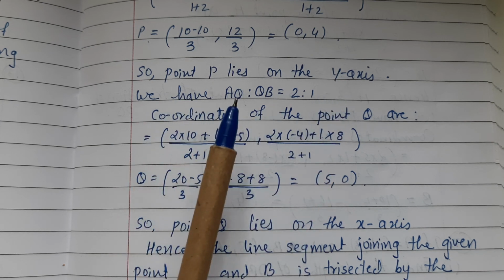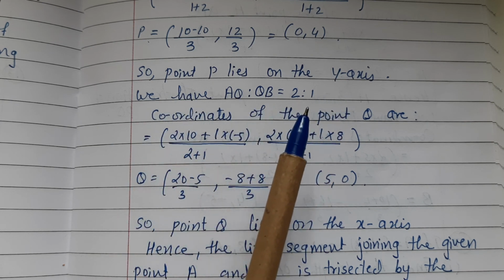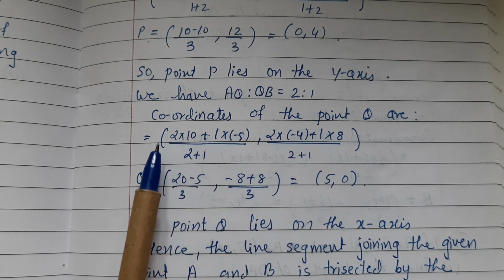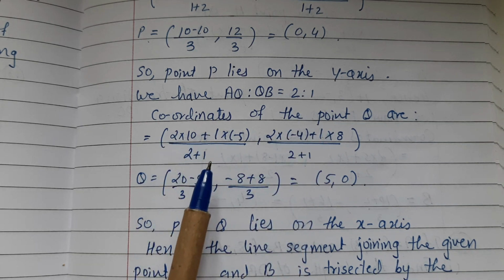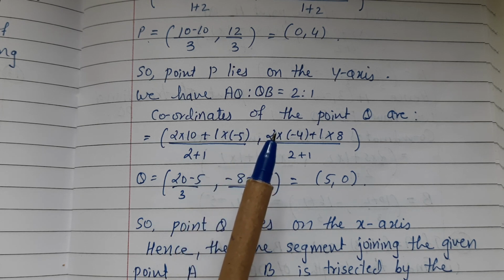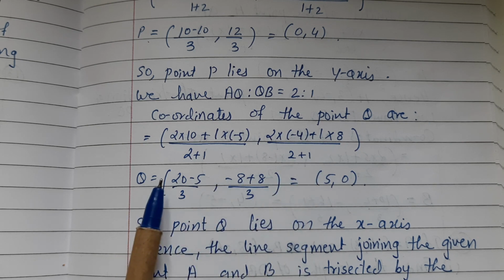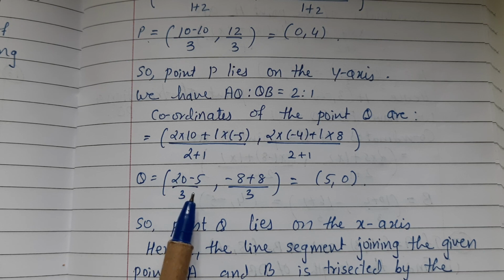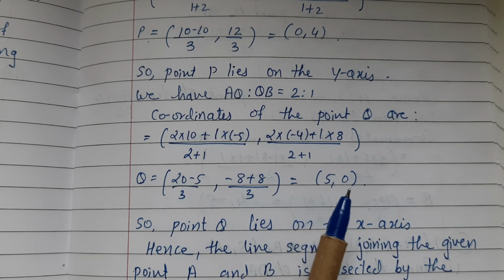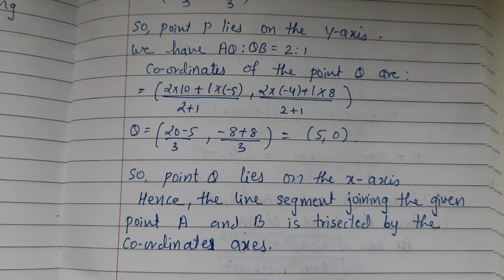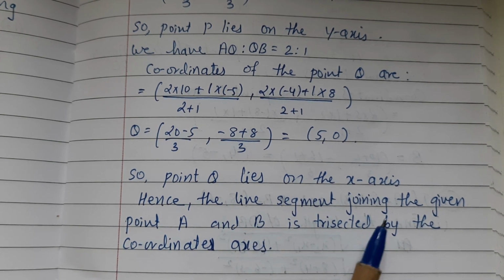We have AQ is to QB, 2:1. Coordinates of point Q are (2 into 10 plus 1 into minus 5) upon (2 plus 1). Y coordinate, (2 into minus 4 plus 1 into 8) upon (2 plus 1). Q equals 20 minus 5 upon 3, minus 8 plus 8 upon 3, equal to (5, 0). So, point Q lies on the x-axis. Hence, the line segment joining the given points A and B is trisected by the coordinate axes.